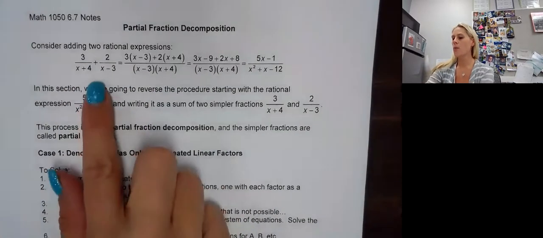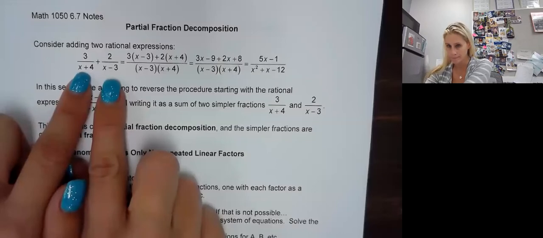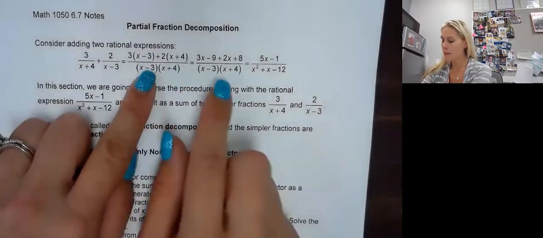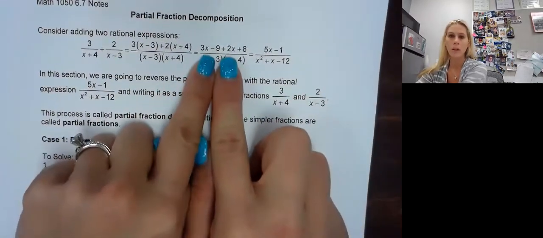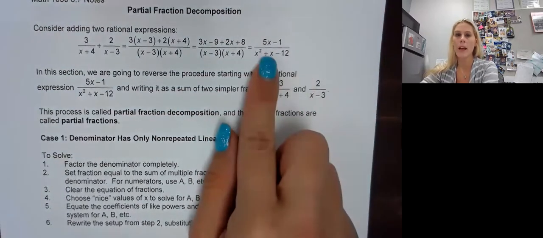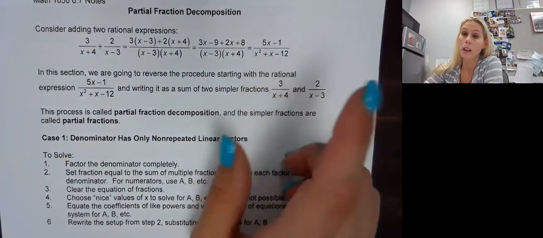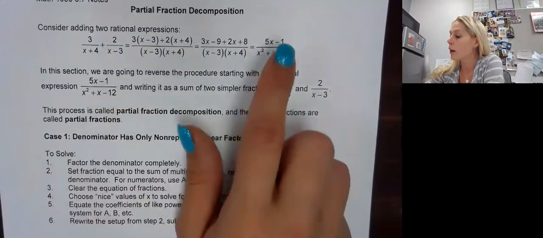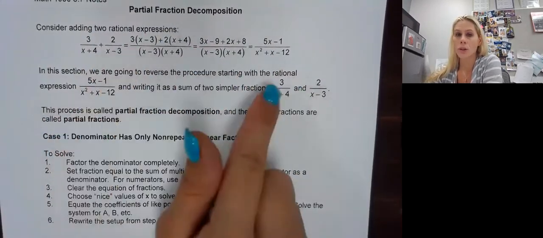So last year, when we had two rationals and we were adding them together, we would find a common denominator, make the common denominator to be able to put them together, distribute, combine like terms, simplify any which way we can, and this would be our answer. Well, partial fraction decomposition means we're actually going to go backwards with this. We are actually going to start with this and show the two rationals that get us there.